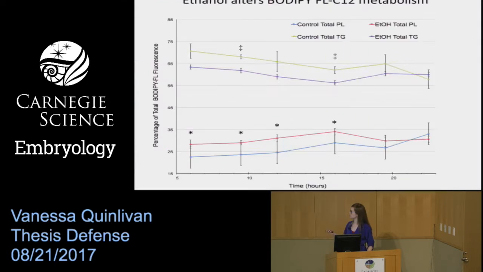And when I quantitate the entire lipid classes of total phospholipid and total triglyceride over a time course of metabolism of BDP-C12, I'm able to see that we get a significant increase in phospholipids in the ethanol-treated larvae at 4 of these earlier time points. So this is going up to 16 hours after feeding, and we also see a similar decrease in triglyceride at some of the same time points.